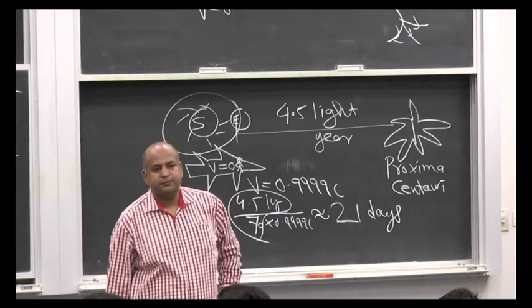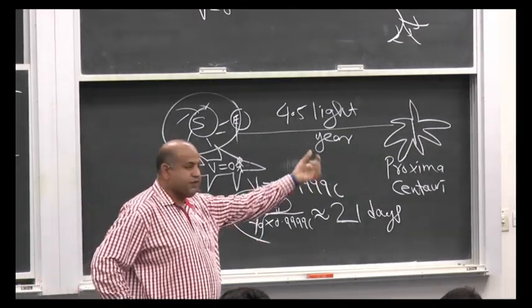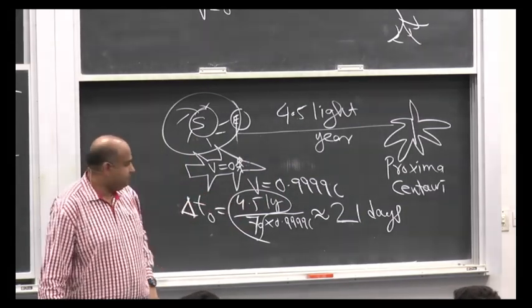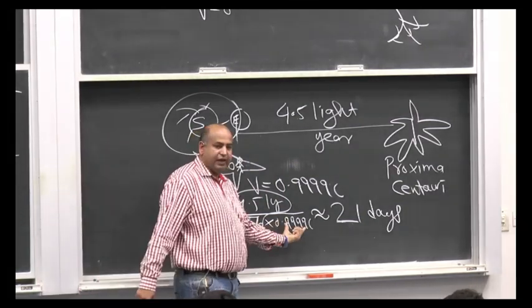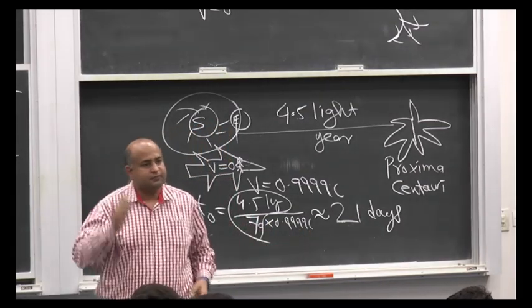Sir, 9 light years, how is the time? What is the distance? 4.5 and 4.5. Because the speed is roughly the speed of light, 9 years, yeah.